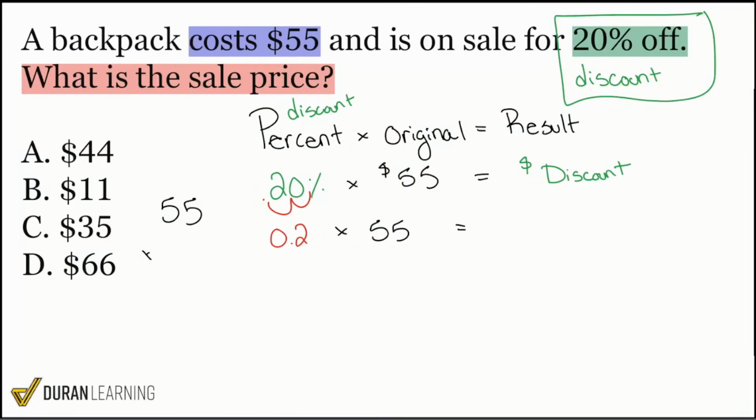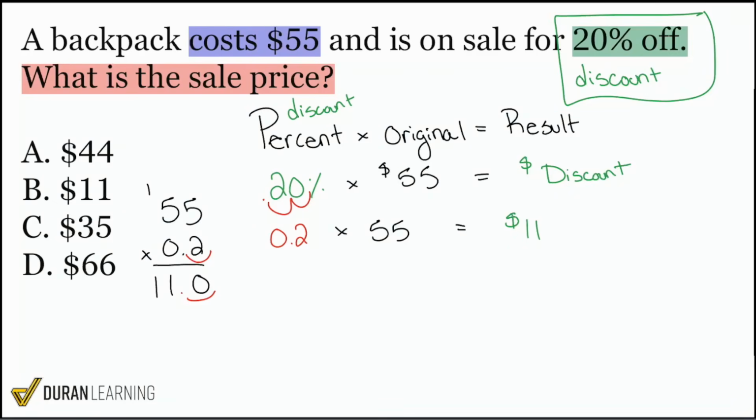55 multiplied by 0.2. 5 times 2 is 10. Carry the 1. And then 5 times 2 is 10 again. Carry the 1 is 11. Don't forget though, we're dealing with a decimal, so we bring the decimals back. And that becomes an 11. So right here, everybody, 0.2 times 55 became 11. Now, here's where a lot of people might get confused.